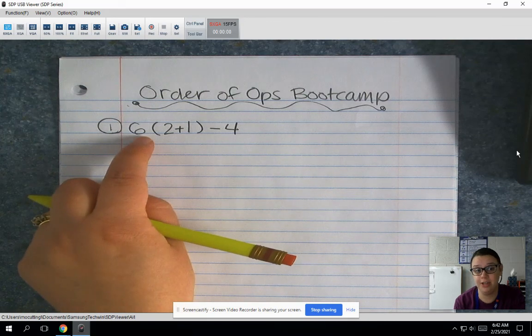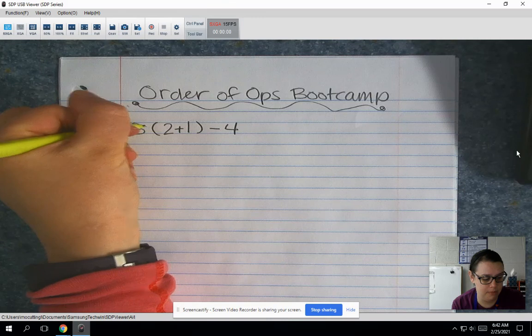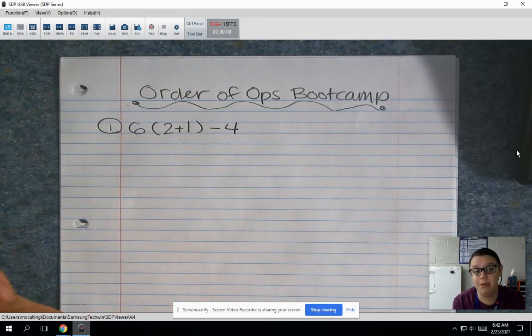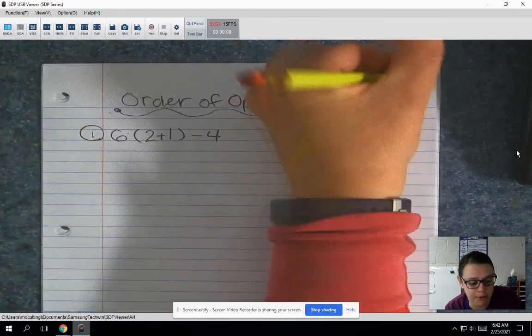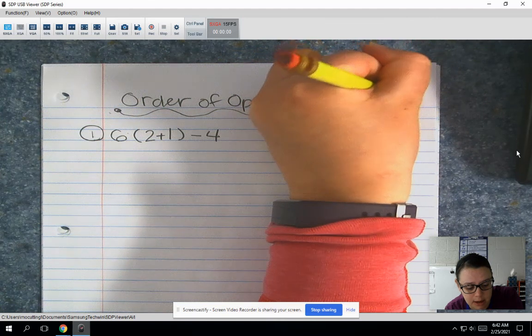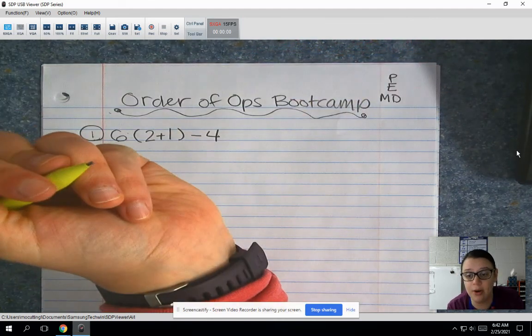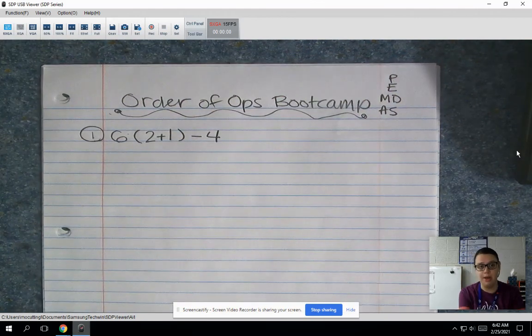I have one of those invisible times signs right here. Just keep in mind that that's there. Okay, and I am using the order of operations, so we start with parentheses, then any exponents, multiplication and division go in the order that they come in, and addition and subtraction go in the order that they come in.